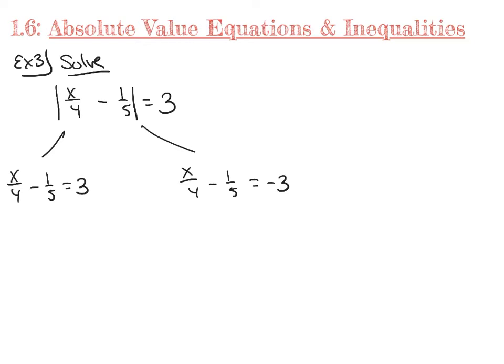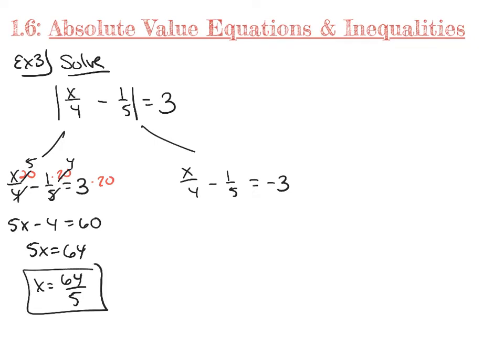Great. In both of them, we can clear fractions. The common denominator between 4 and 5 is 20. So we'll multiply everything we have here by 20, and that will give us 5x minus 4 equals 60. Okay, so 5x equals 64, so x is 64 divided by 5.